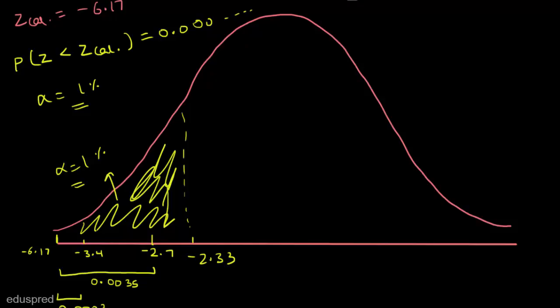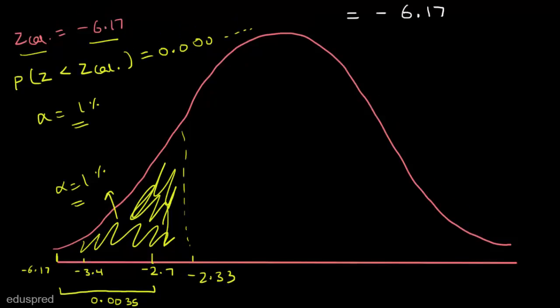Well, this area does not look like it contains only 1% of the Z values, but I hope you're getting the point that I'm trying to make. So even when your alpha is as low as 1%, we are going to reject the null hypothesis because your Z calculated is way too extreme to the left. Even if you take your alpha to be equal to 0.5%, even then you are going to reject this null hypothesis. So the conclusion is that even though we are not given any particular value of alpha, the Z calculated is way too extreme to the left. So irrespective of the value of alpha, we are going to reject this null hypothesis.